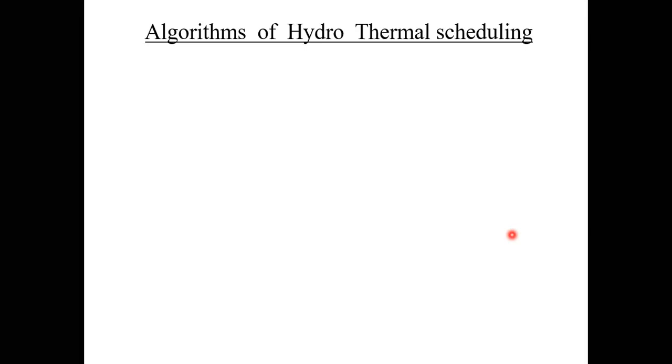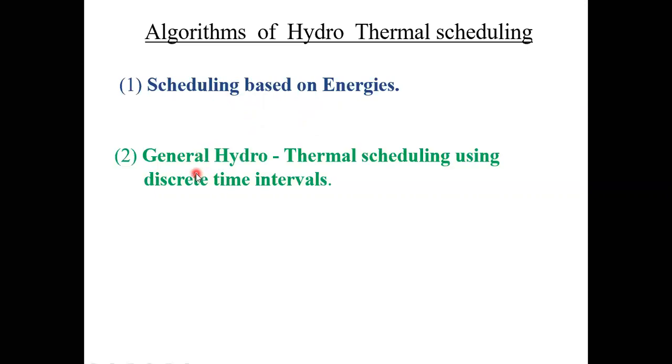And the last one is different types of algorithms for solving hydrothermal scheduling. This is a very important topic in the second. The first one is based on the energies. Just now we have seen in the previous slide, based upon the energies means whether a hydro power plant is going to give the energy to the load or a thermal power plant is going to give the energy to the load. So it depends upon that point. Our first algorithm is scheduling based on energies. And the second one is general hydrothermal scheduling using discrete time intervals. This is a very important algorithm.